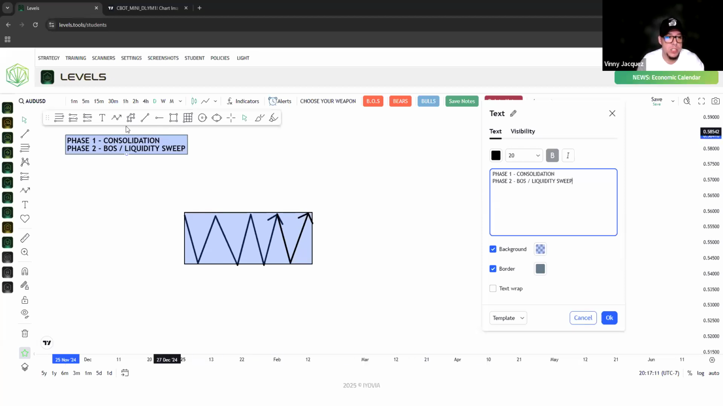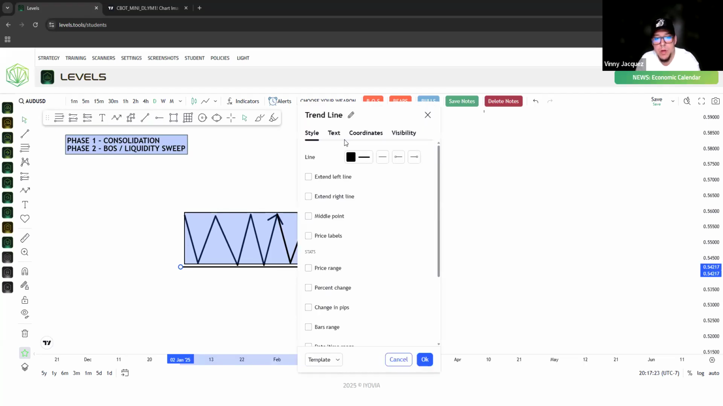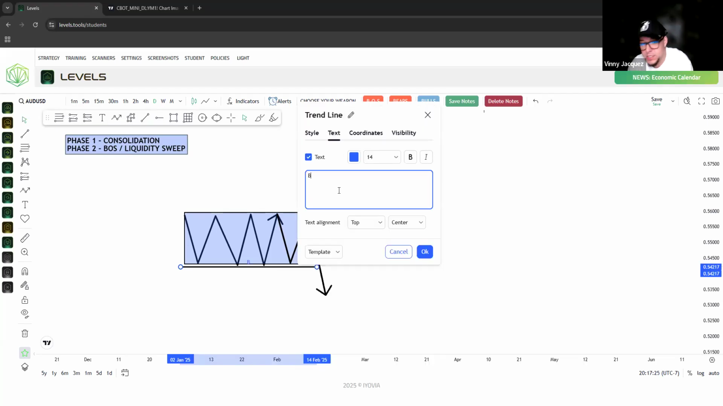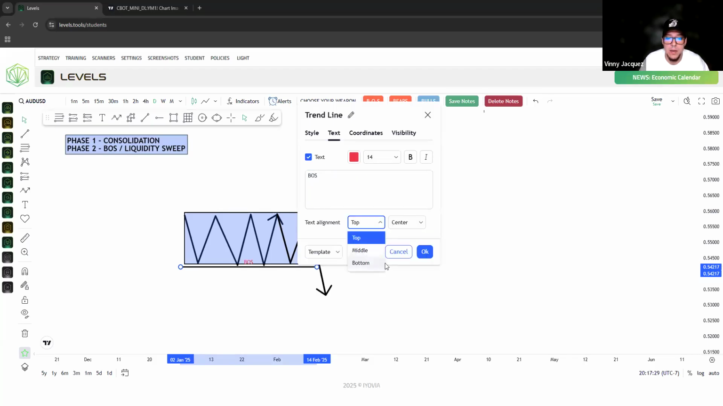When you see a break of structure, for me, I just want to see the market drop down and give me a BOS. I like to label this and just put BOS. Simple terminology. You have to break structure to the downside.